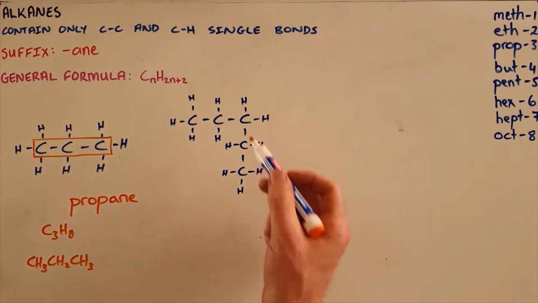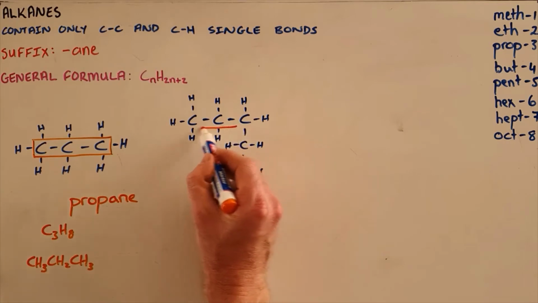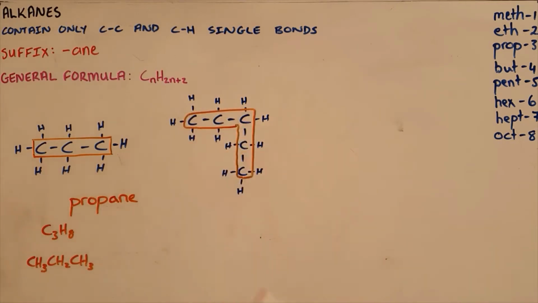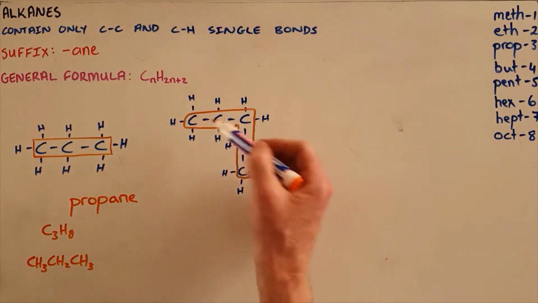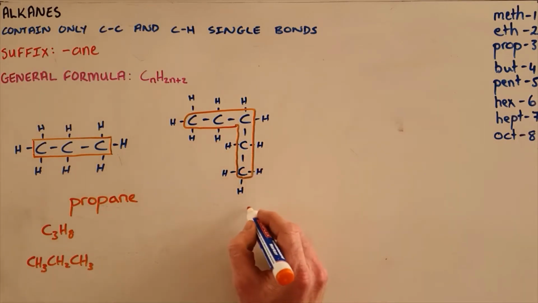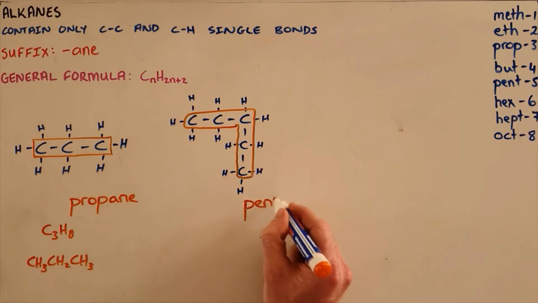We can do the same for this compound here, once again identifying the longest carbon chain. The fact that there is a bend in the chain does not affect this, so we can see that there are 5 carbons in this longest chain, which means that it gets the prefix pent.